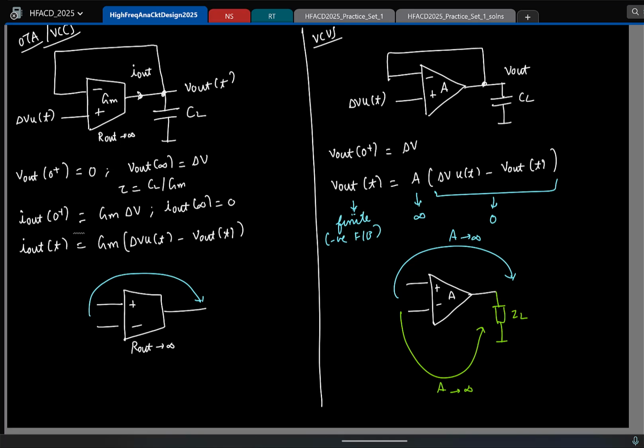Infinity GM times R out. R out is what? Infinite. So the gain is infinity across all frequencies, right? Now let us say I take a nice small capacitor and put it here. So now do you think the voltage gain will be infinity across frequencies? Why or why not? How many think the gain will still be infinity across frequencies?